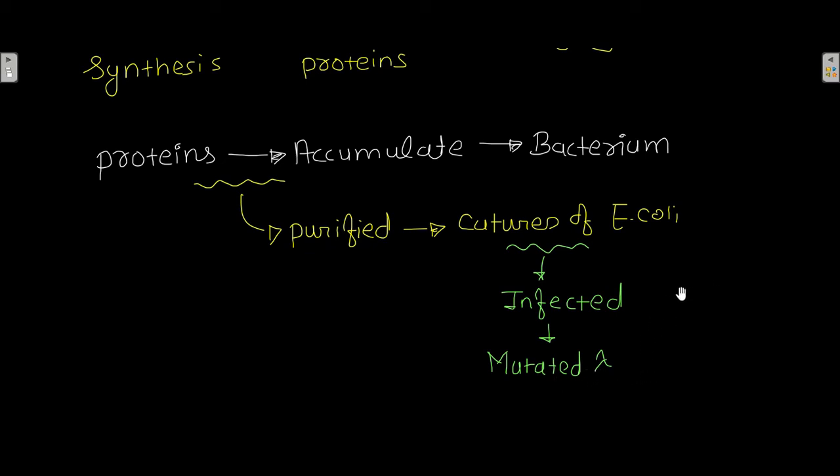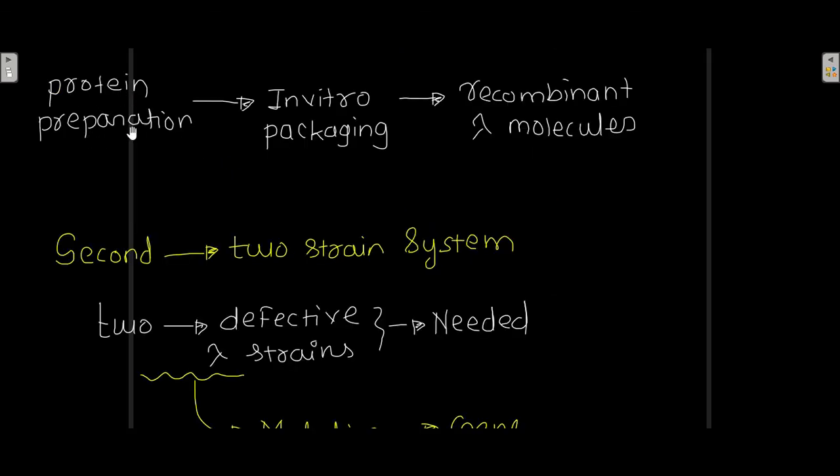Okay, so you infect E. coli with this mutated lambda, then you purify the packaging proteins from it, and those proteins you will be using to package your own recombinant viral DNA molecule. Those protein preparations are then used for in vitro packaging of the recombinant lambda molecules.